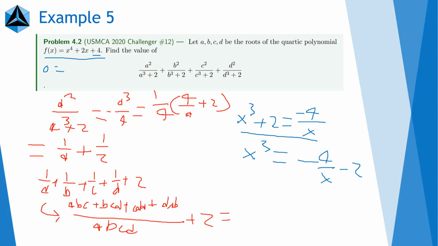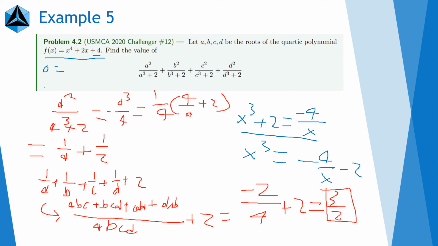And then we can use Vieta's formula on the top and bottom, right? Because from Vieta's formula we know what these are equal to. And so we get this is equal to minus 2 over 4 plus 2. And so that's just equal to 3/2. And we're done. That was pretty simple.